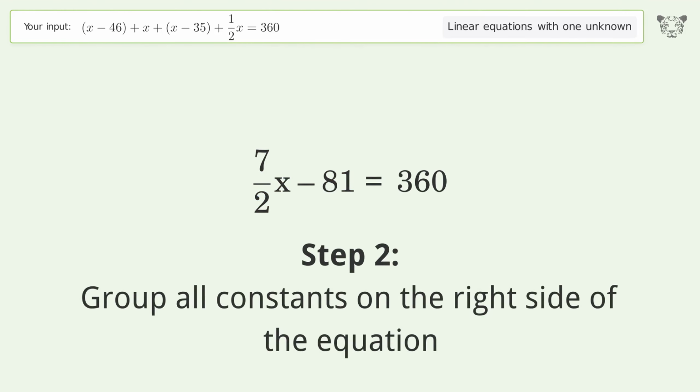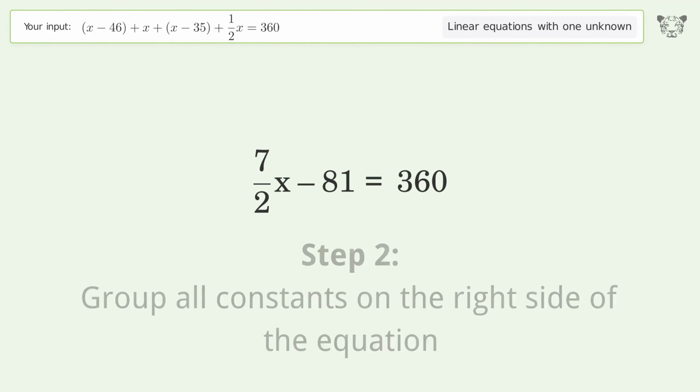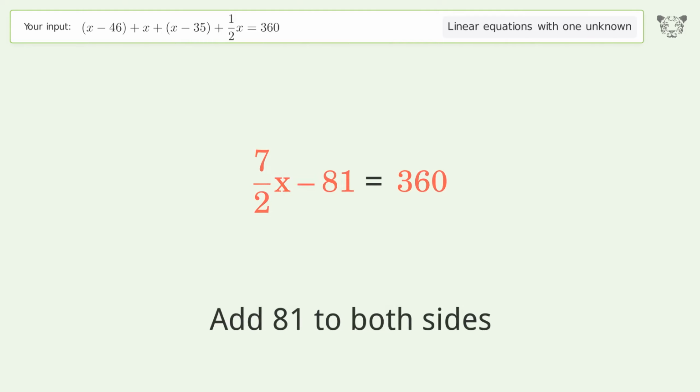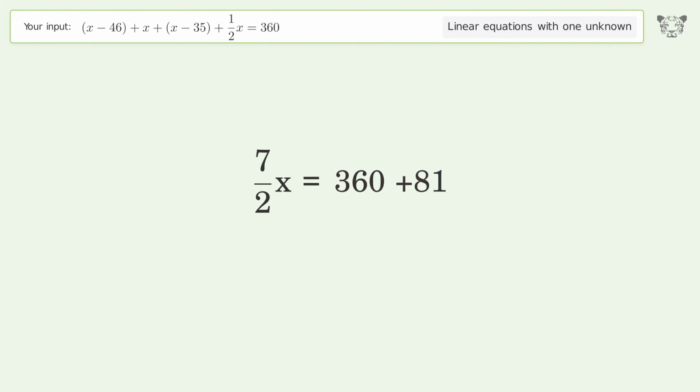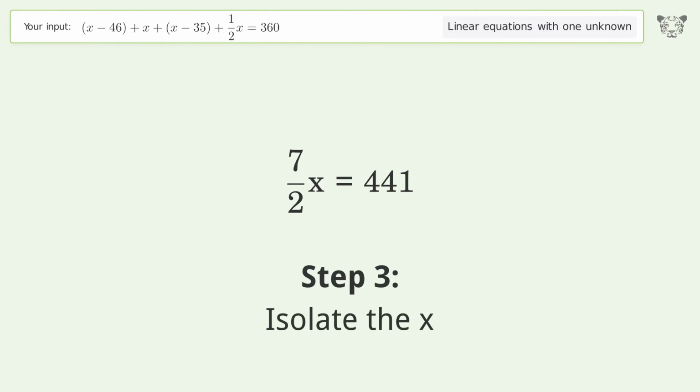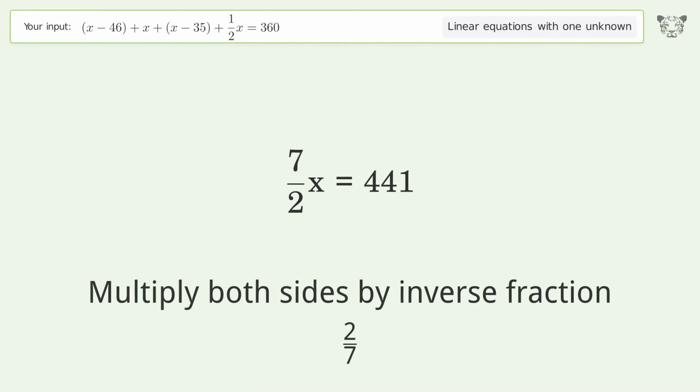Group all constants on the right side of the equation. Add 81 to both sides. Simplify the arithmetic. Isolate the x. Multiply both sides by inverse fraction 2/7.